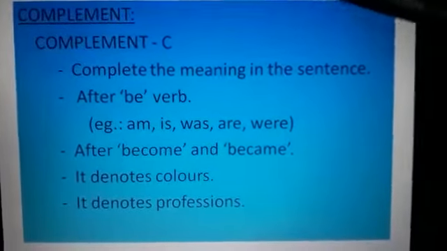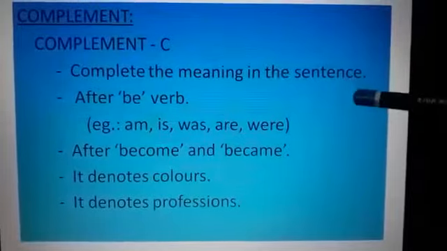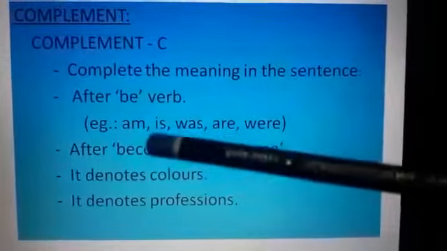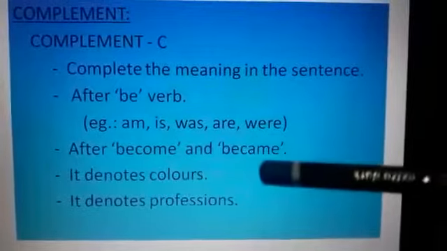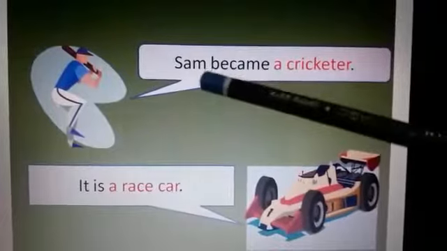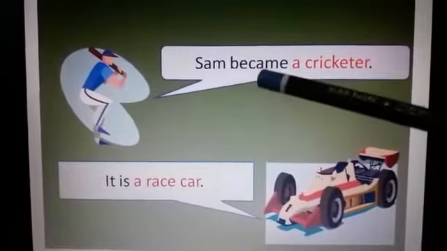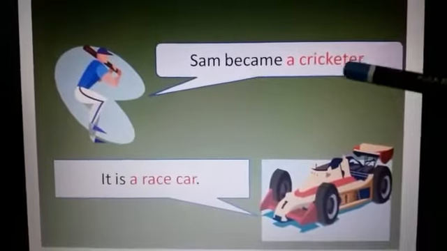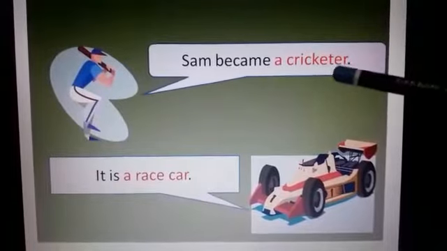Then the complement. Complement is denoted as C. This completes the meaning of the sentence, and it comes after be verbs, for example am, is, was or were. After became, it denotes colors and professions. Let's see an example. Sam became a cricketer. Here Sam is a subject, became is a verb. After became, a cricketer came, so this is a complement. A cricketer is also a profession, so it becomes a complement.